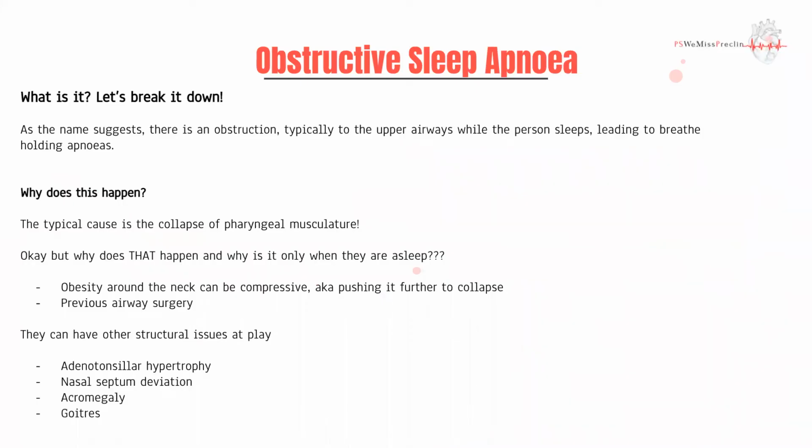As the name suggests, obstructive sleep apnea, you have an obstruction, and that's typically in the upper airways. And when the person sleeps, they become apneic or breathless, and they have these typical breath-holding apneas. So why does this happen? Why is there the obstruction to begin with? The typical cause for that obstruction is the collapse of the pharyngeal musculature. So around the pharynx, you have your pharyngeal muscles, which collapse in these patients, and you end up with an obstruction.